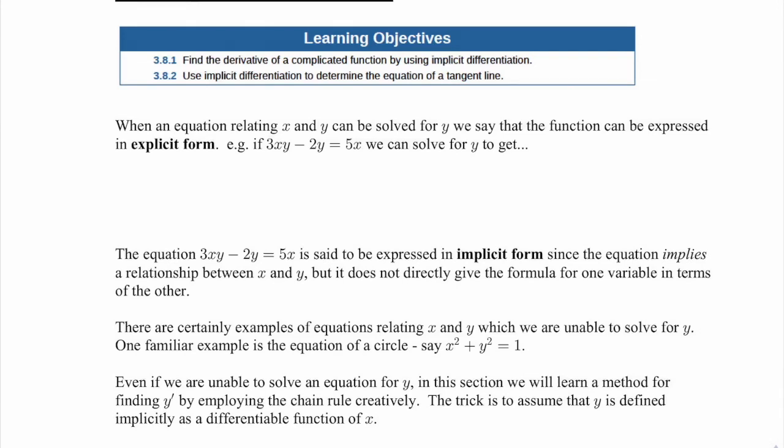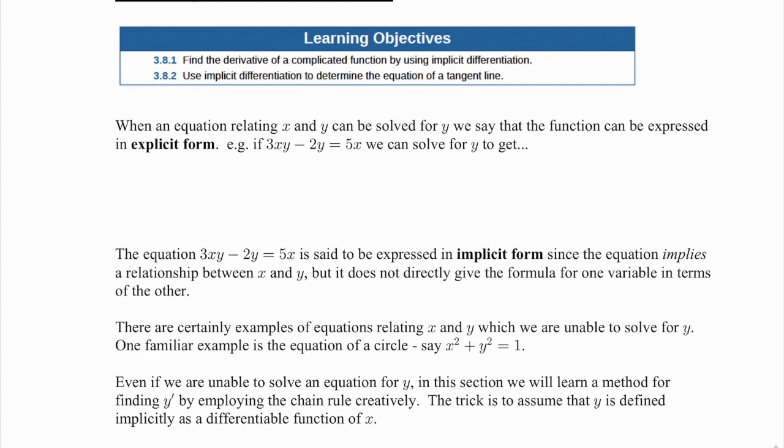In section 3.8, we're going to talk about implicit differentiation, which is a process for differentiation that's used when we have a relation between two variables, usually x and y, but we are not able to solve for one in terms of the other. So I just took these learning objectives from the book.